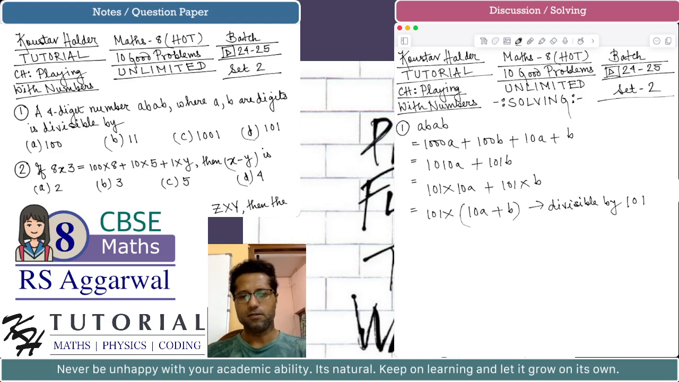So I think the correct choice will be D. The correct choice is D, because we don't know what the values of A and B will be. So we cannot say whether this number will be divisible by 100 or 1001 or even 11. But we can say for sure that this number will be divisible by 101.